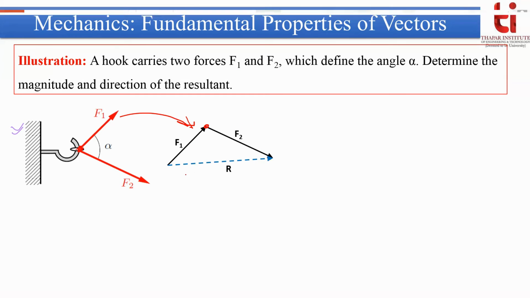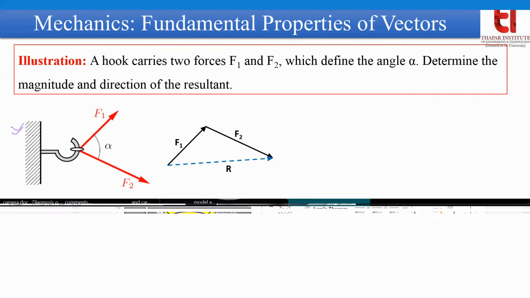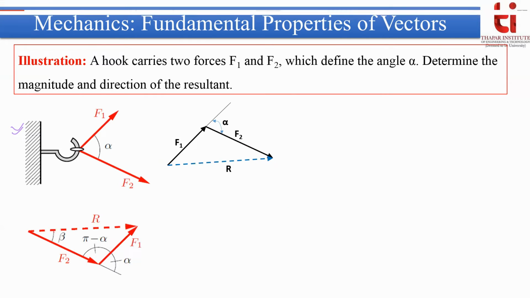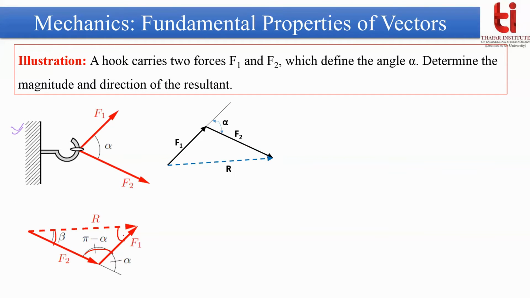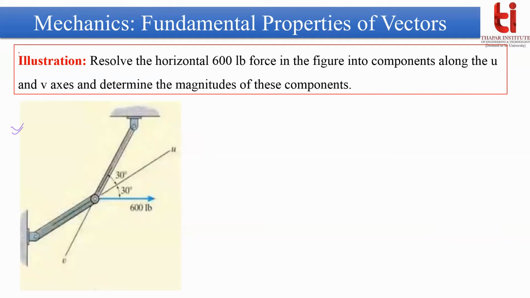So the third side, if I connect the tail of f1 and the head of f2 by a single force or a single vector, then that will represent the resultant. This is a very important criterion for drawing the triangle. Now we can find all the internal angles. This is beta, this is pi minus alpha, and suppose this angle is gamma. Then you can apply the law of sine and law of cosine again, and you can find the value of this resultant force.